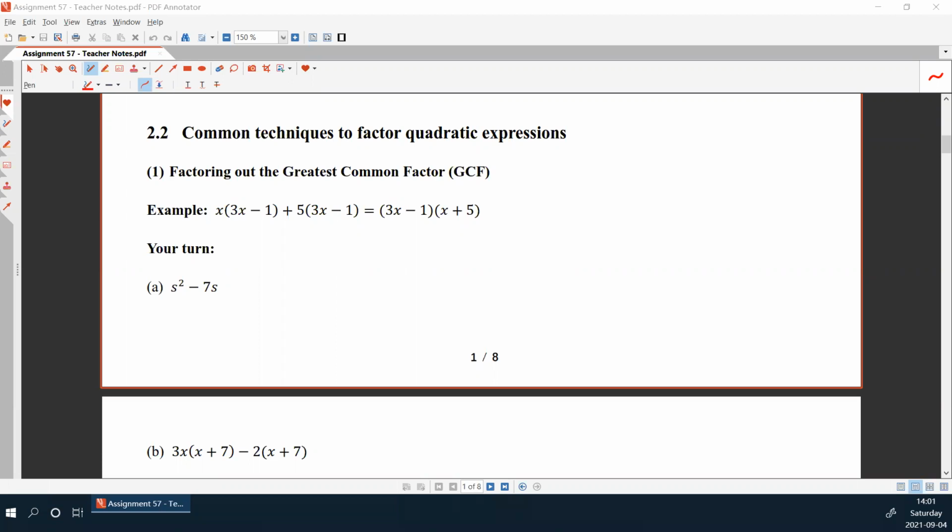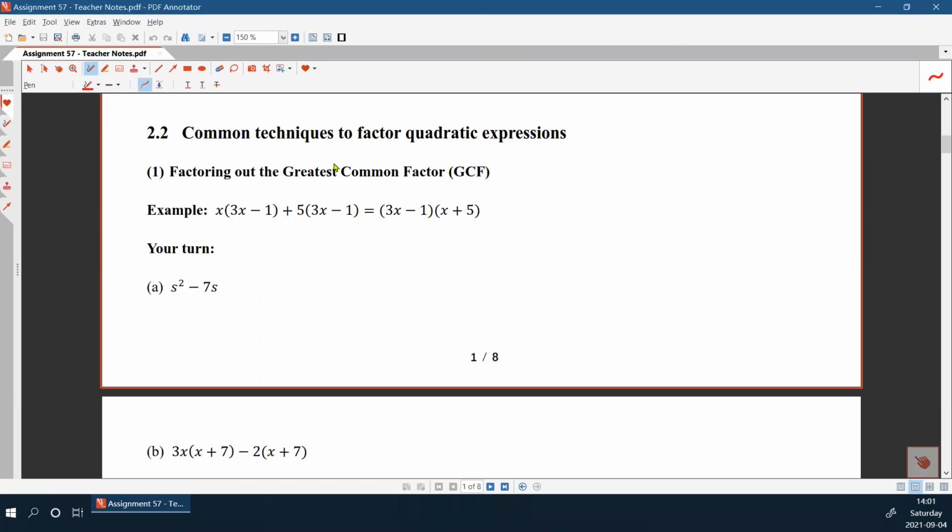All right, so let's start today's class. Today we're going to focus on the common techniques to factor quadratic expressions. The reason we practice these is that it is the foundation to solve quadratic equations, which we'll be learning in the next chapter. So I hope you can get yourself familiar with all the techniques mentioned here.